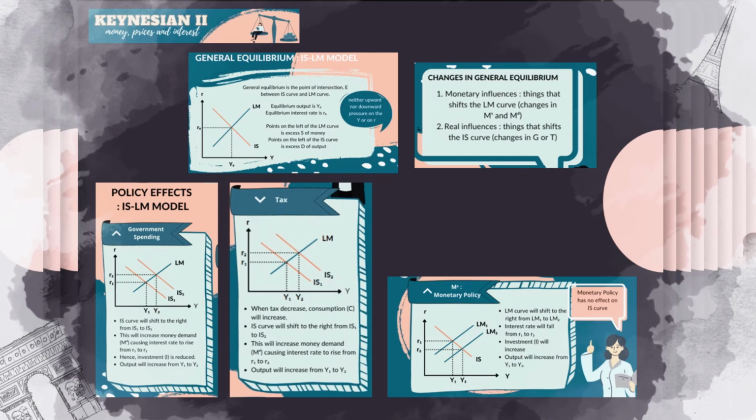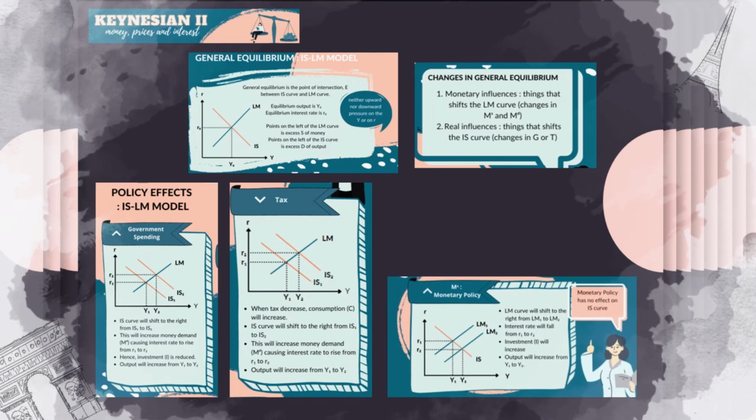The next example would be if there is a decrease in tax. When tax decreases, consumption will increase. The IS curve will shift to the right from IS1 to IS2. This will increase the money demand, causing the interest rate to rise from R1 to R2. The output then will also increase from Y1 to Y2.